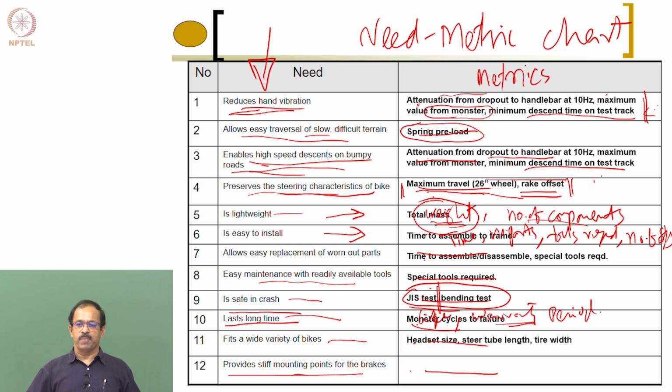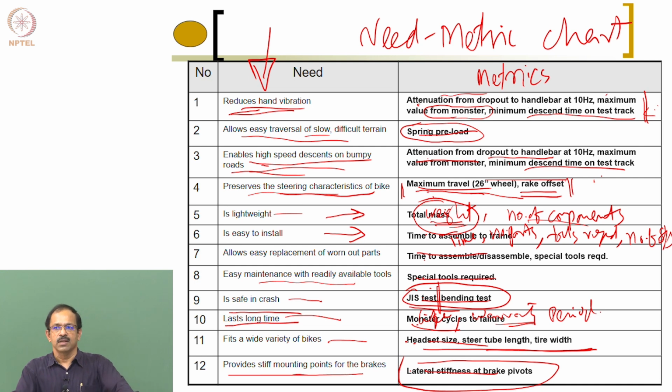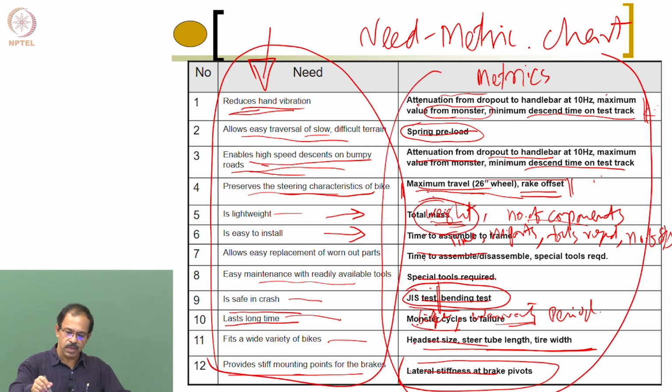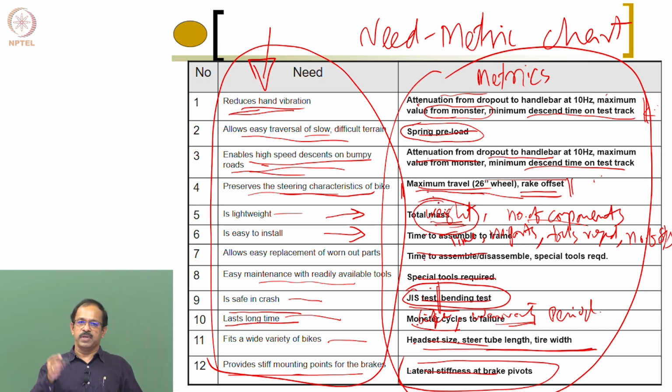Then fits a wide variety of bikes: headset size, steer tube length, tire weight. These are the things which will affect that. And lateral stiffness and brake pivots. So now you can see all these needs have been converted to metrics. Some of them may be very important, some of them may not. The metrics need not all have the same importance. Each one will have different importance. You will see how to handle it later. But the most important point is, for all these needs, you need to have a metric associated with it.